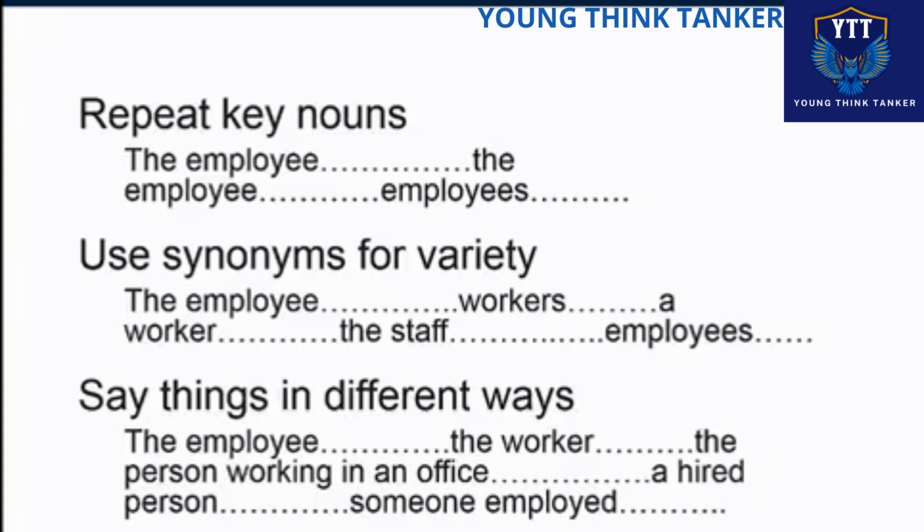You can also say things in different ways to avoid repeating too much. So I can say the employee or the worker, those are synonyms, but then I could just say it in a different way. The person working in an office. Who is the person working in an office? Well, it's an employee or a worker. But by saying it in this different way, I create some variety.